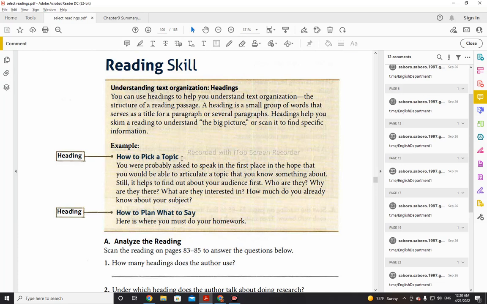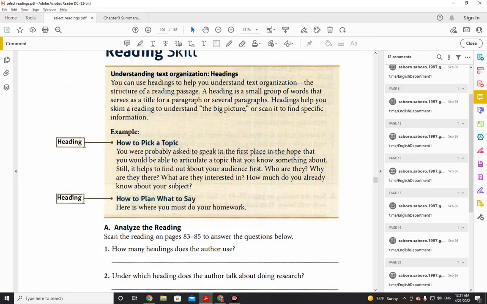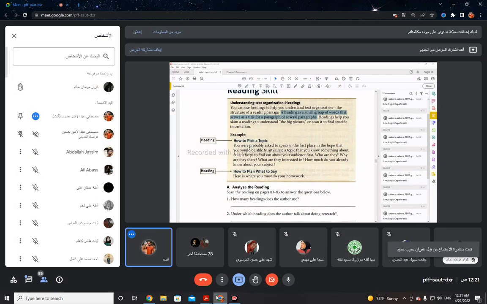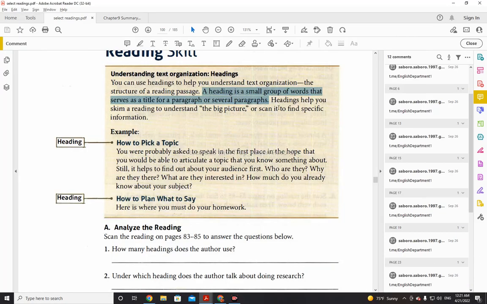Wonderful, Jannat. That's excellent. So scrolling back to our question, what is a heading? Do you want to answer it? May I? Yes. All right, Sabah. So headings are used to help understand the text organization, the structure of the reading passage. And a heading is a small group of words that serves as a little title for a paragraph or several paragraphs. And headings help skim a reading.